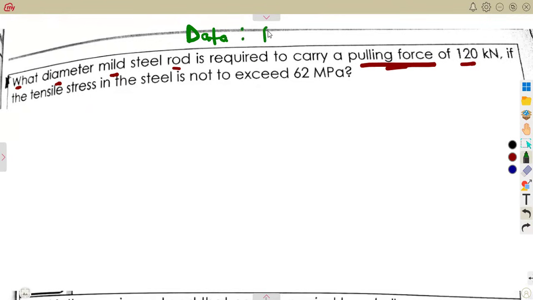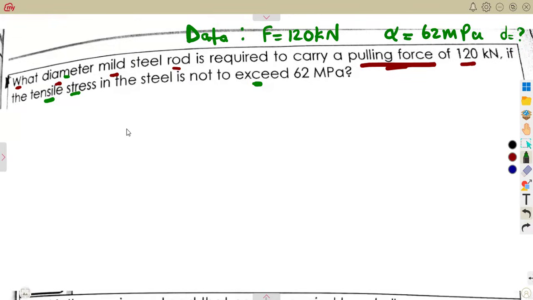We have the force given as 120 kilonewton. And the tensile stress in the steel is not to exceed, meaning that's the maximum that we can have. We are given that stress, it's not to exceed that. Okay, so our stress is given as 62 megapascal. They want you to calculate what diameter you are supposed to have. What is the diameter?